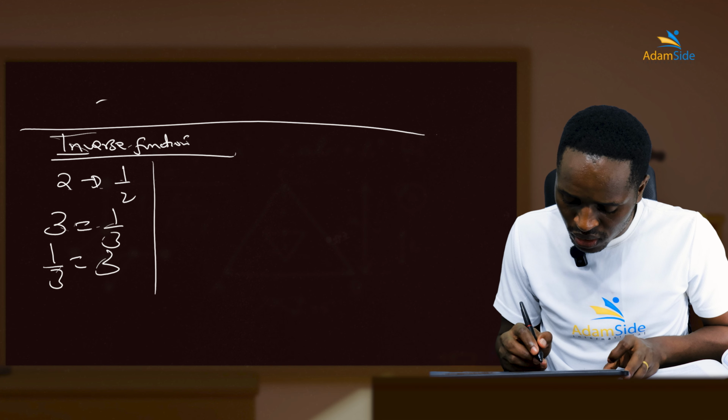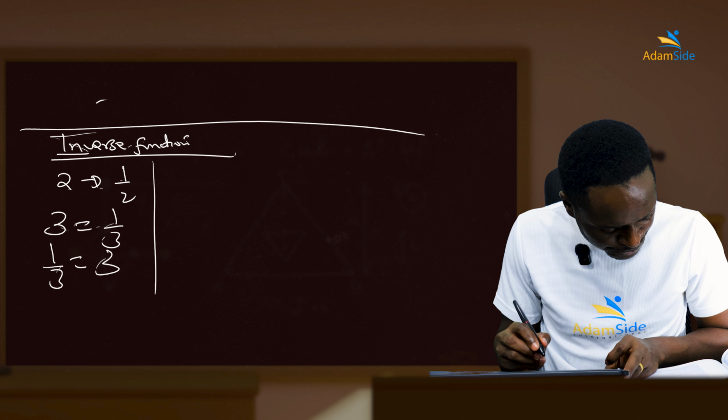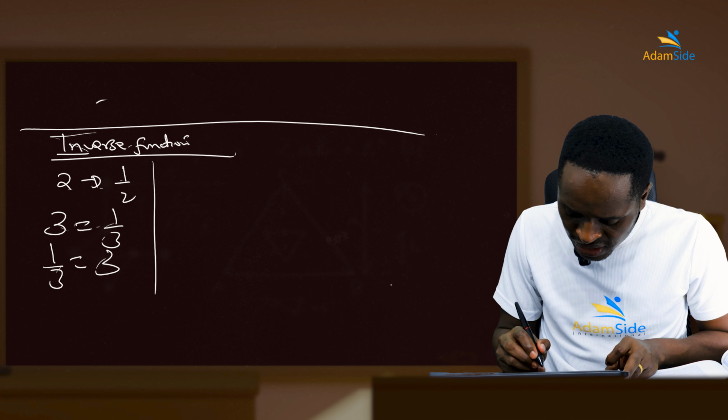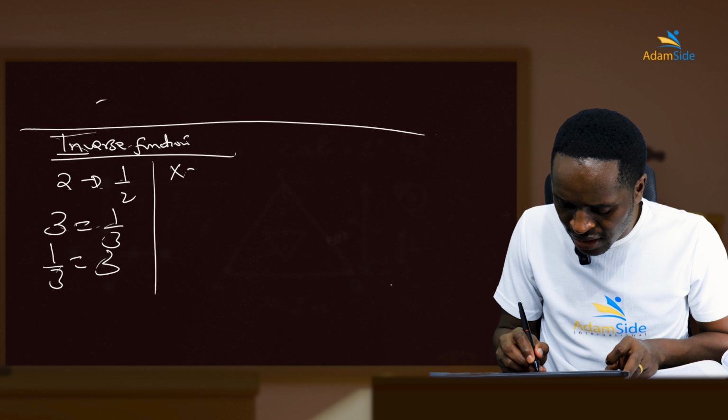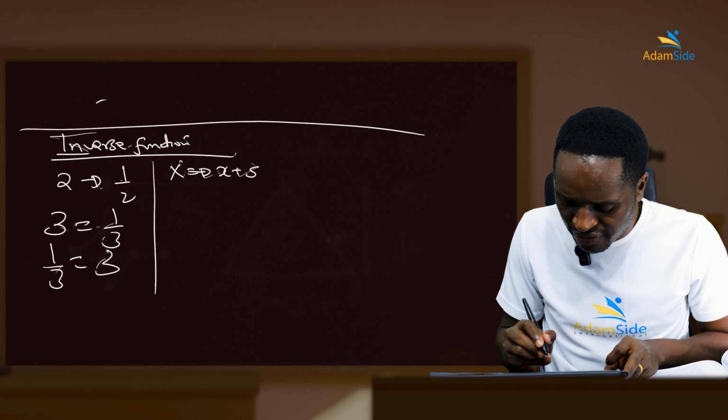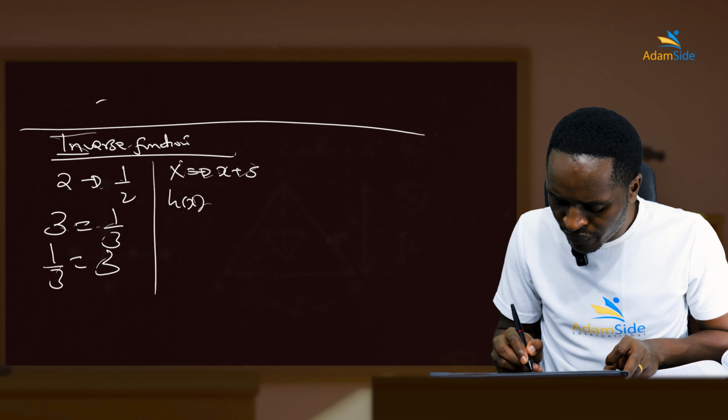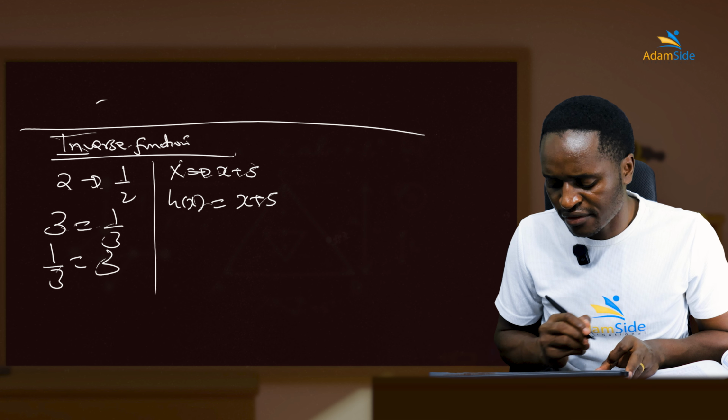Correct. Now, if I'm given a function, for example, x is mapped into x plus 5, it can be represented as h of x is equal to x plus 5.